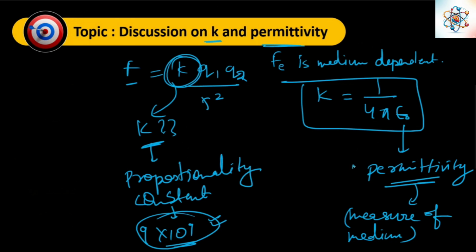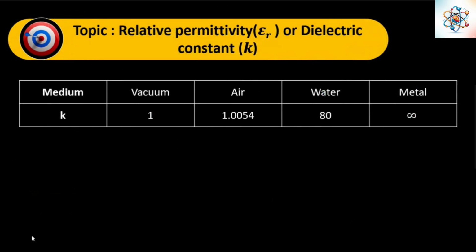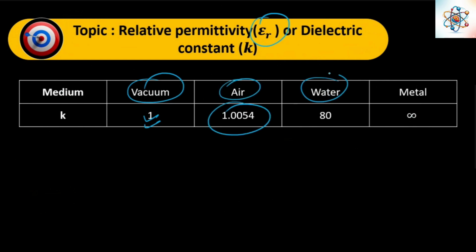So these are constant values. These are supposed to be there in the question always, but we should know what these values are and what they actually mean. These are some permittivity constants for some media. For vacuum, its value is 1. For air, it is 1.0054. For water, it is 80. And for metals, it is infinite. Infinite means which cannot be measured.